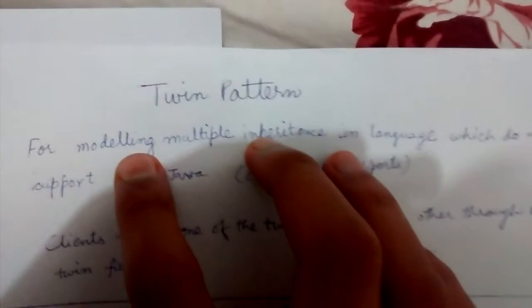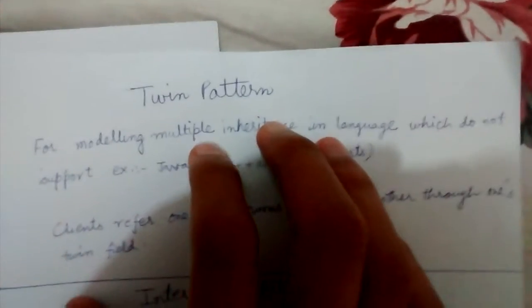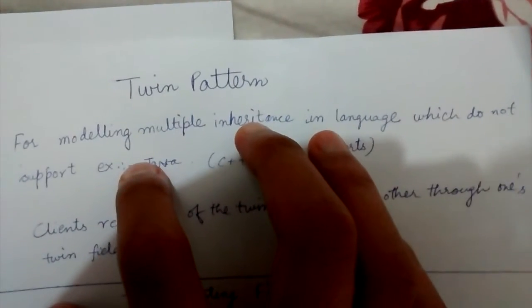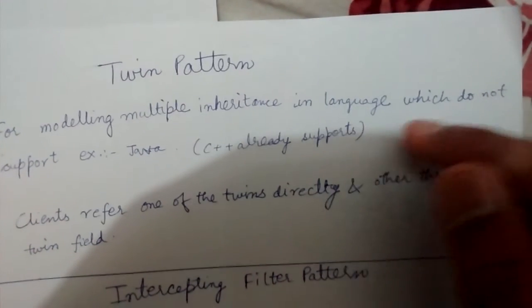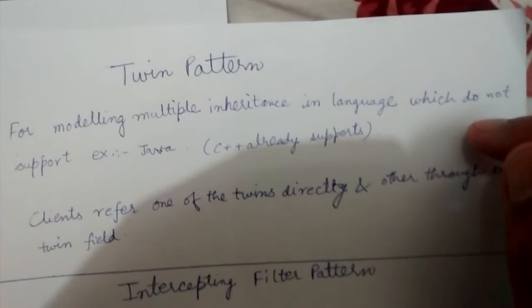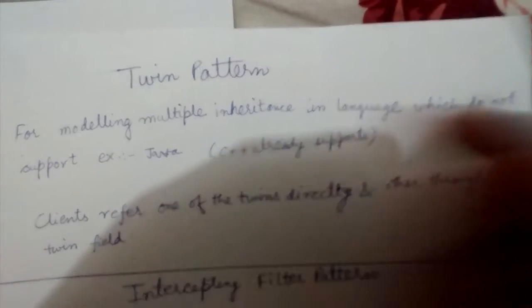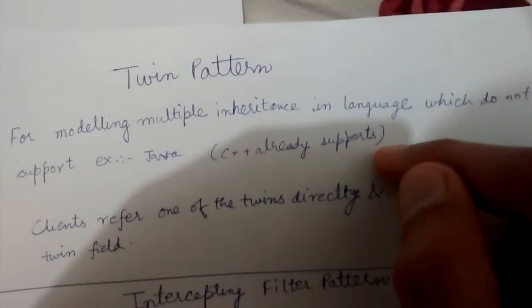Today we'll be looking very briefly at the twin design pattern. This is a design pattern which is used for modeling multiple inheritance in languages which do not support multiple inheritance, for example Java. C++ is already supporting multiple inheritance.